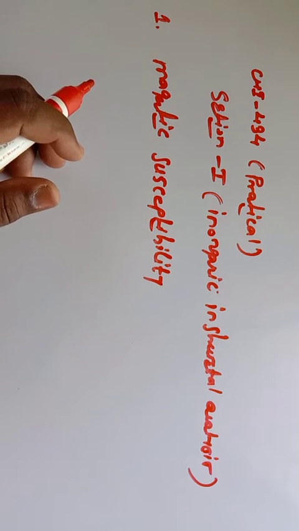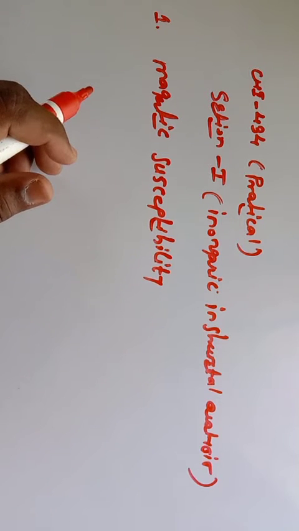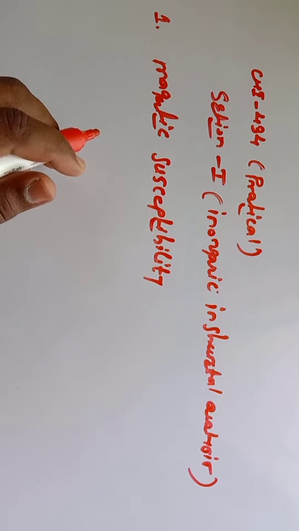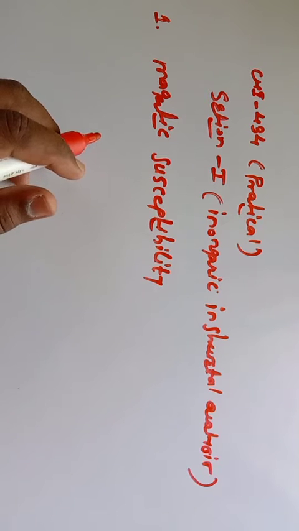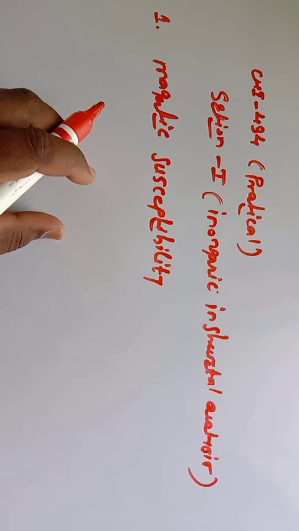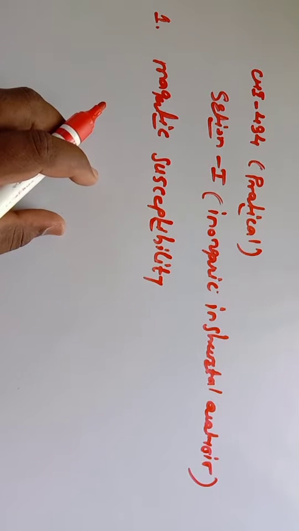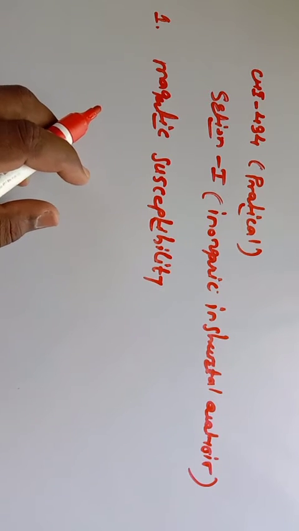And depending on this magnetic susceptibility, the materials are classified as diamagnetic, paramagnetic, then ferromagnetic materials. So depending on the behavior of the material in a magnetic field, they are classified into different types. In this lecture, we are very much interested in how the magnetic susceptibility is found out for a particular material.